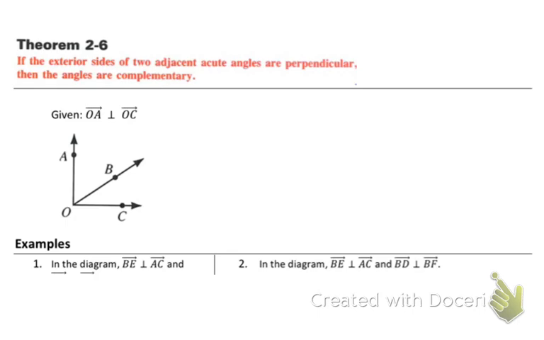All right, theorem 2.6. If the exterior sides of two adjacent acute angles are perpendicular, then the angles are complementary. So we're given that OA and OC are perpendicular. And Evan, this kind of boils down to what you were asking, right? Because you can picture these continue on, and I could form all four of those. But right now we're just focusing on this one little area. AO is perpendicular to OC. So that must mean since they're perpendicular that they form a right angle.